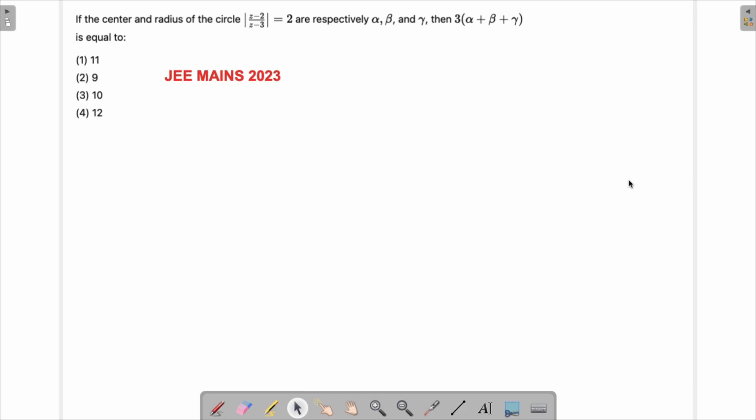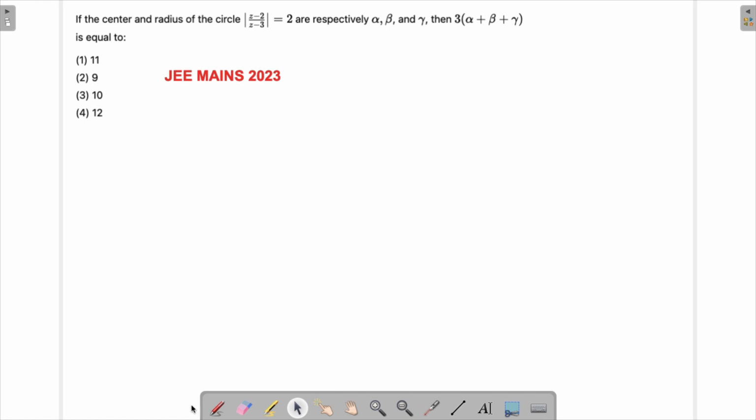Okay, so let's solve a problem which appeared in JEE Mains 2023. In this problem, we have been given that the center and radius of the circle given by modulus of (z minus 2) upon (z minus 3) equals 2 are respectively (alpha, beta) and gamma. So basically the center is (alpha, beta), where the x coordinate of the center is alpha and the y coordinate is beta, and gamma is the radius. Then we have to find out the value of 3 times (alpha plus beta plus gamma).